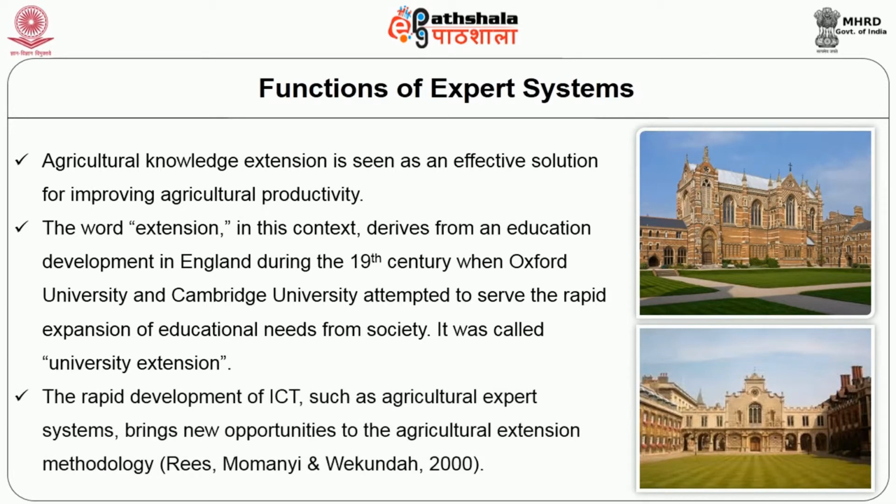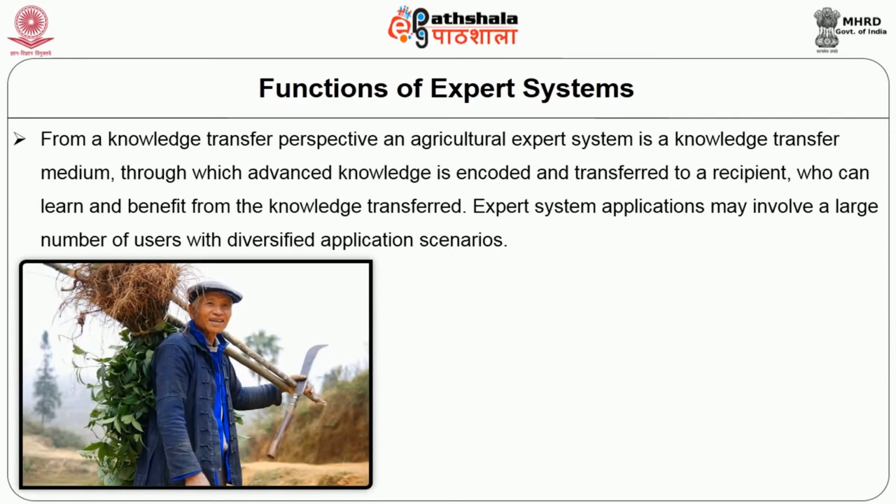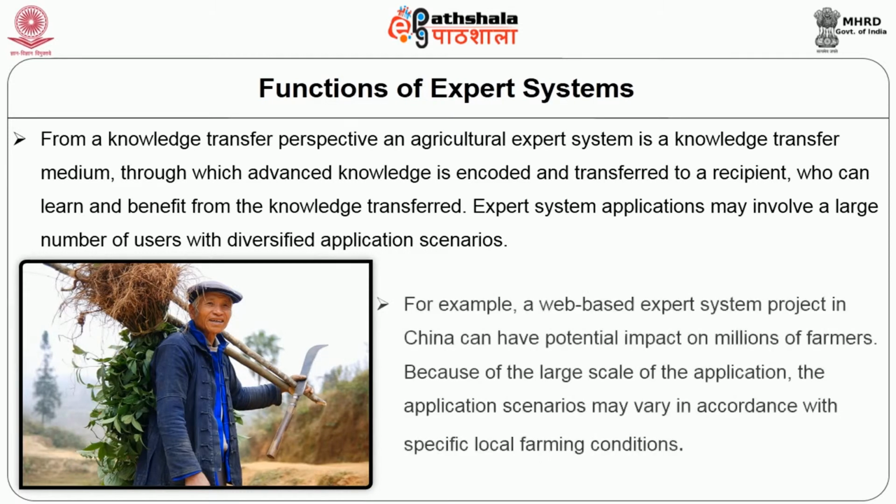The rapid development of ICT, such as agriculture expert systems, brings new opportunities to agriculture extension methodology. From a knowledge transfer perspective, an agriculture expert system is the knowledge transfer medium through which advanced knowledge is enclosed and transferred to the recipient, who can learn and benefit from the knowledge transfer. Expert system applications may involve a large number of users with diversified application scenarios. For example, a web-based expert system project in China can have potential impact on millions of farmers. Because of the larger scale, the application scenario may vary in accordance with specific local farming conditions.